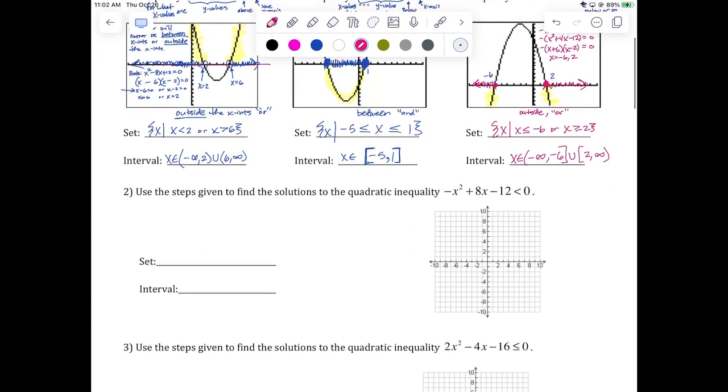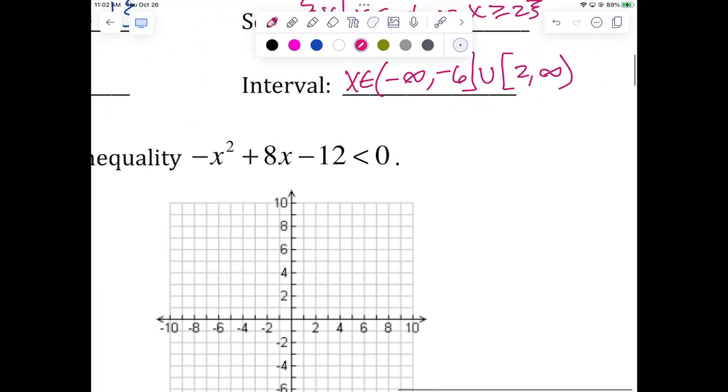All right. Let's go ahead and find the solutions to this quadratic inequality. Now, this one, the graph is not given to us, is it? Okay. Now, I can quickly determine if it's going to be an and case or an or case before I even sketch the graph succinctly.